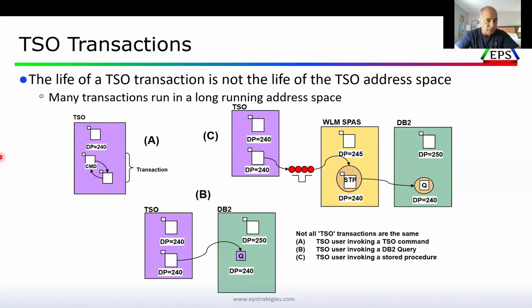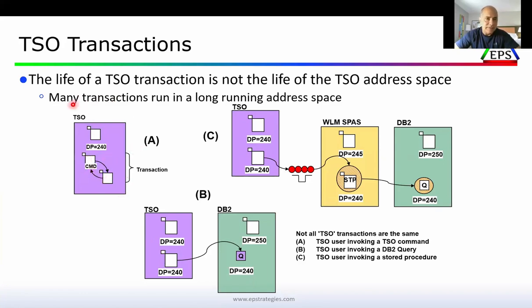But we're also able to measure the CPU time of those transactions. So we can say, look, this transaction used up a millisecond of CPU time. This other transaction used up a second of CPU time. And because of that, we're able to look at multiple periods. So for example, with TSO, on the left-hand side here, you have a typical TSO address space. We have a command processor.